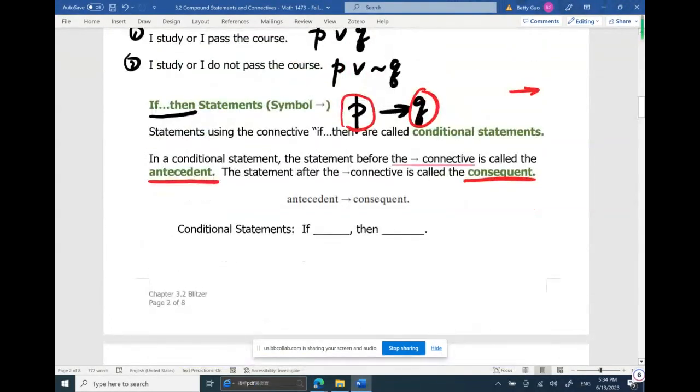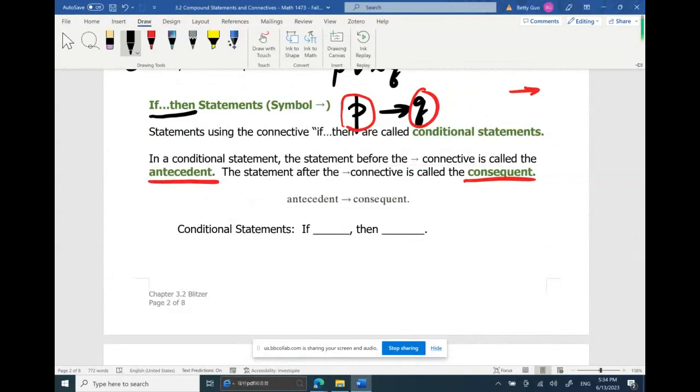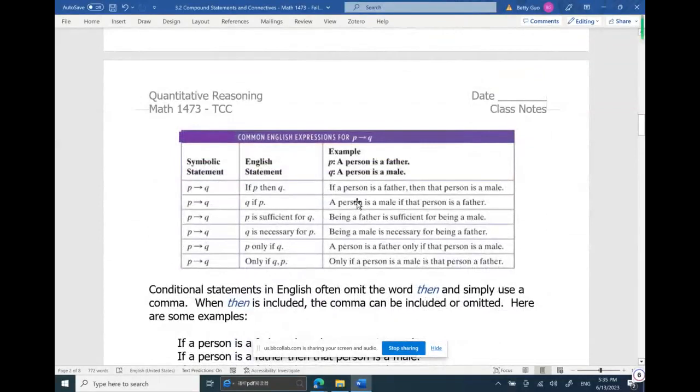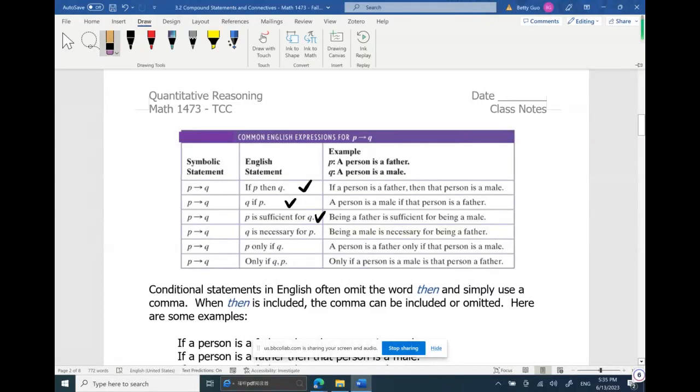In words, we can describe a conditional statement, if P then Q, in many different ways. This table gives those expressions. P implies Q can be stated as if P then Q. It can also be stated as Q if P. Another way to express that is P is sufficient for Q. You want to remember this one, very important.